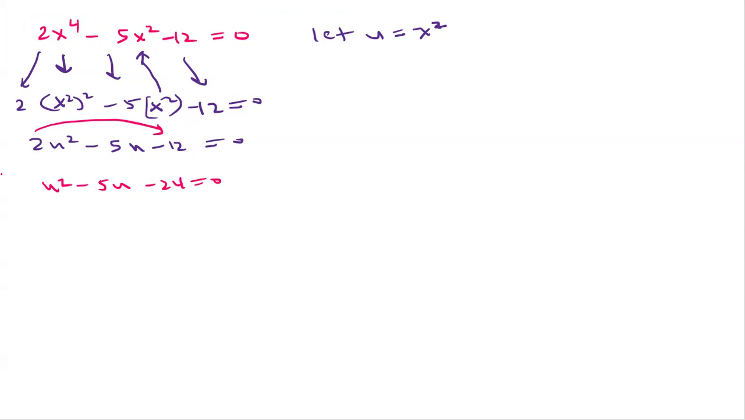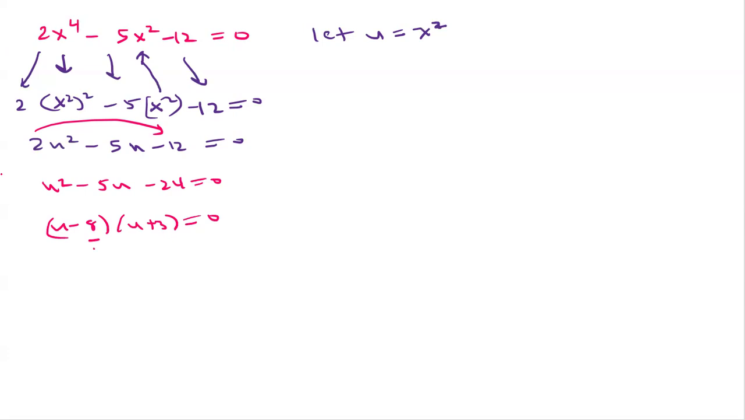All right, and then we're going to factor this out. In this case, we're going to have u minus 8 and then u plus 3 equals 0. Now, as I mentioned before, be careful, because we don't want to just continue solving for u here. We'll get u equals 8 and u equals negative 3, and you say, I'm done. That's not true, because remember, we multiplied by 2, so then we have to divide by 2.